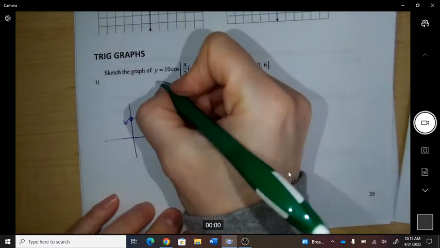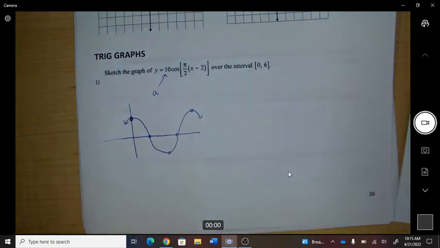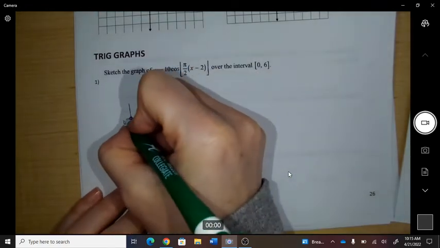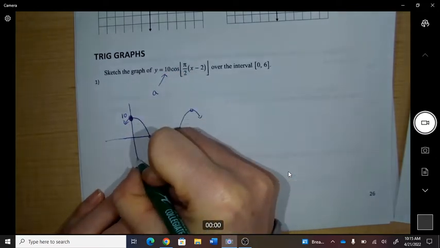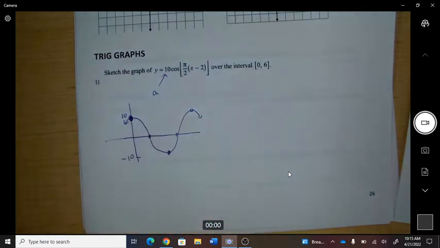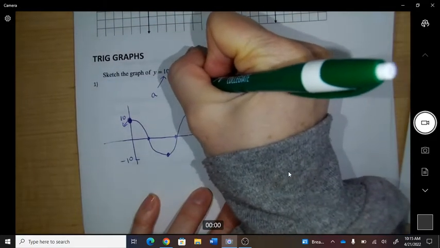So if I apply the A, which is a vertical stretch, that means this coordinate will now be 10, and this coordinate will now be at a height of -10. And I'm going to apply the B.